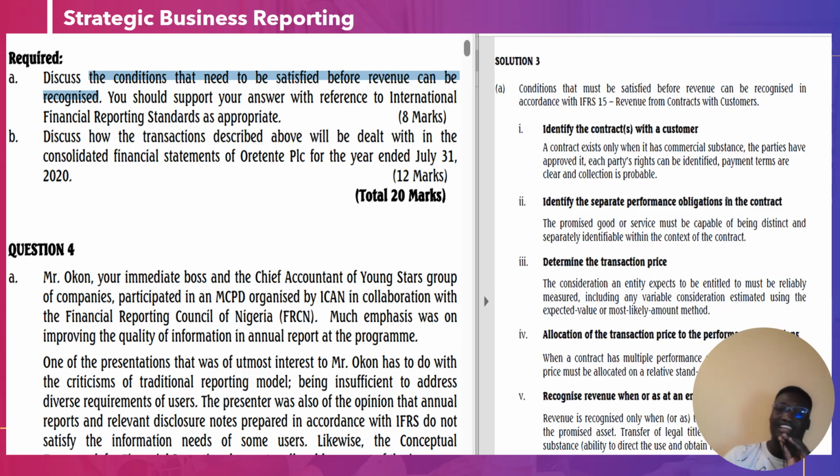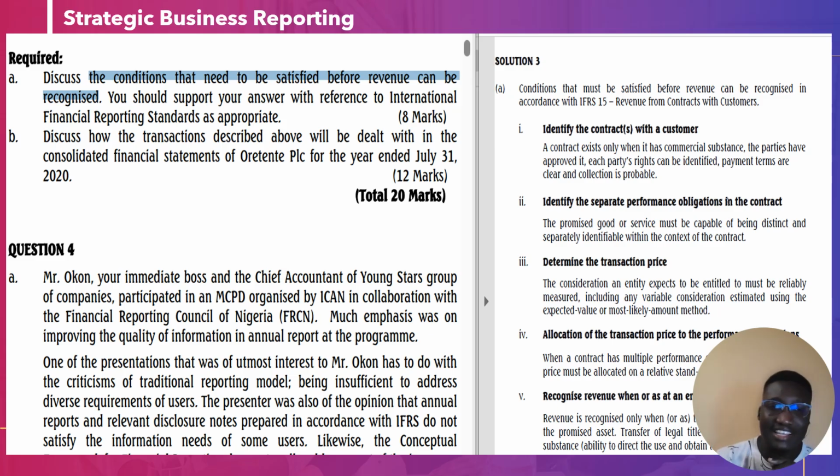They don't need to put it there. Discuss the conditions that need to be satisfied for revenue. This is what a student can see. A student can see for revenue to be satisfied, number one, identify the contract with the customer, identify separate performance obligation, determine transaction price, allocate the transaction price to performance obligation, recognize revenue when or as the entity satisfies the performance obligation. That's what a student can see. And it's not wrong. But out of 8 marks, that student can get 2 marks.